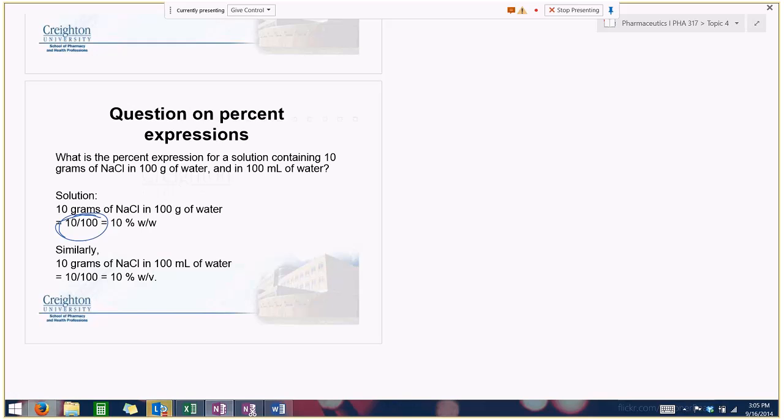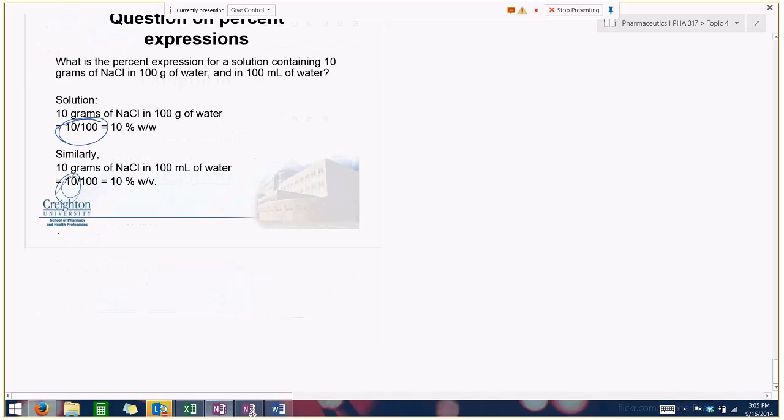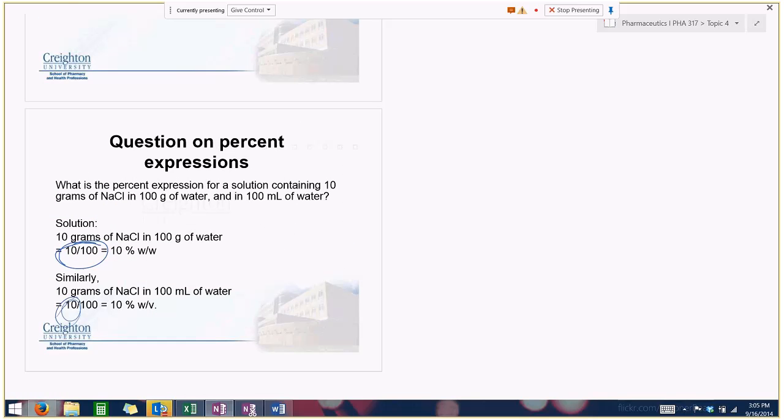Your answer would not be 0.1%. It's going to be 10%. So remember, if it just says 10 over 100, then it's 10% weight per volume or weight per weight. And if it's 10 over 100 and they tell you to convert that to weight per volume, just take that top number and put a percentage on it. Do not divide anything. I've seen people try to do that before and they get the wrong answer, so don't do that.